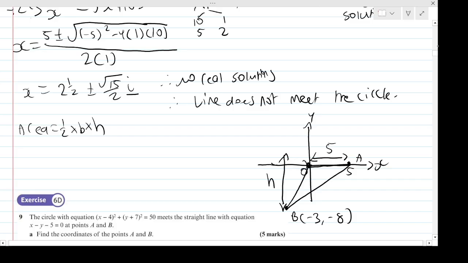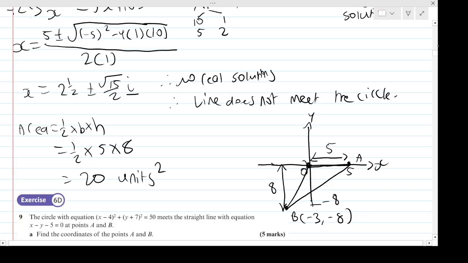Well, that height again, if we look at the coordinates, isn't that height just going to be 8? Because if the y value is minus 8 at B and it's going up to 0, then you're going up by 8. So that would be my height. Therefore the area is just going to be half times base of 5 times the height of 8. On the calculator, you should get 20, and that'd be units squared. But you don't have to be that specific. But there we are, cool.